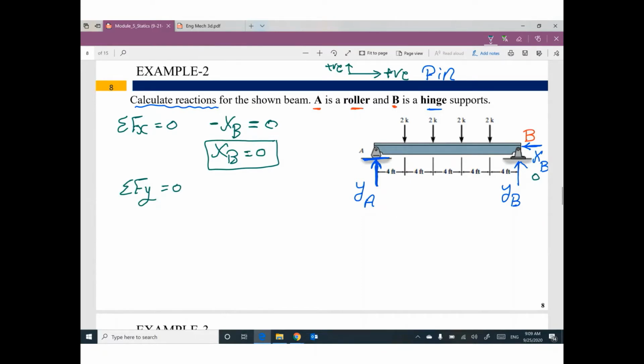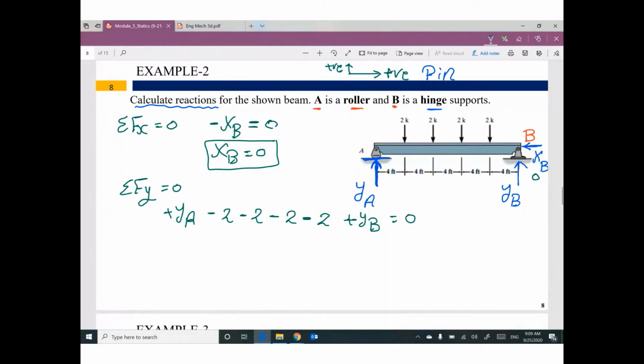Second equilibrium equation: the summation of all forces in the y direction equals 0. Please don't forget any. We have positive YA, negative 2, negative 2, negative 2, negative 2, and positive YB equals 0. Don't forget any forces in the y direction.